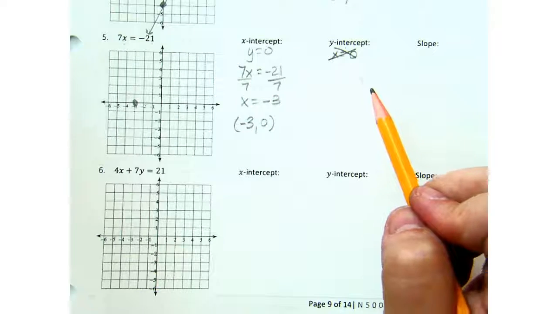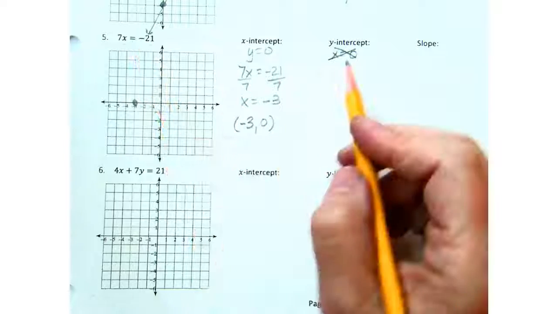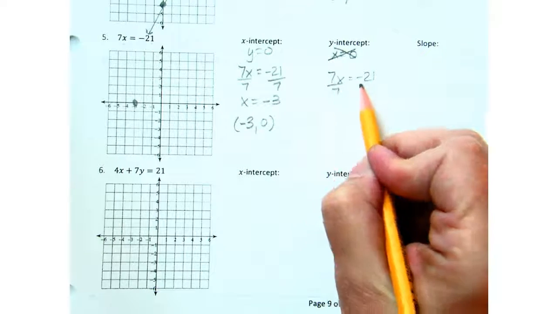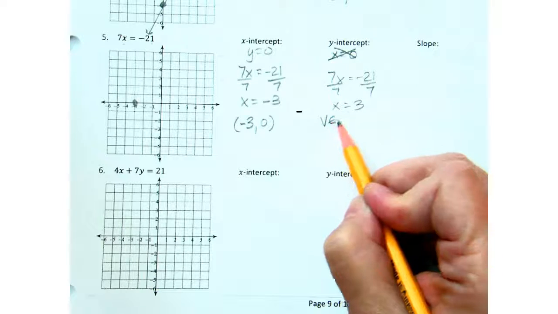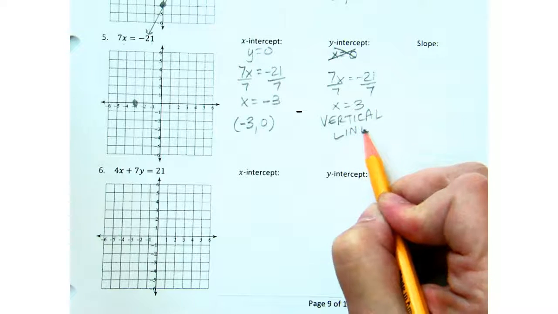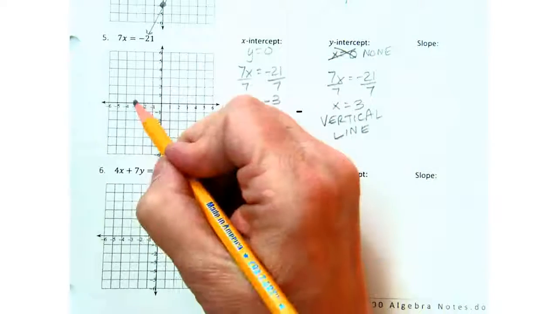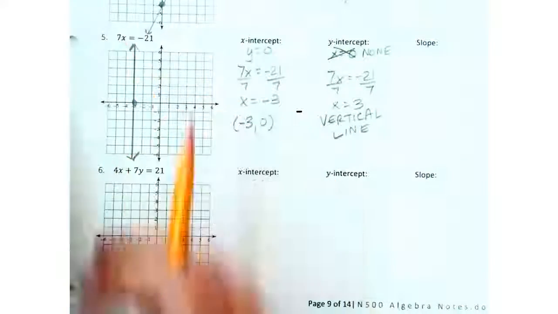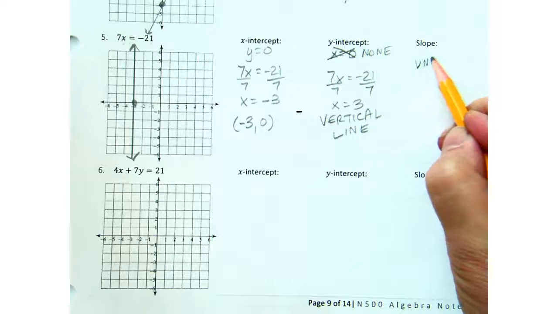Instead, we can simplify the equation to find the equation of the line. We have, in fact, already done this when we were looking for the x-intercept. 7x equals -21 gives us a line that is x equals -3. This is a vertical line through x equals -3. Anytime we have an equation that has no y in it, only an x, we will have a vertical line. The slope of this line is undefined because the slopes of all vertical lines are undefined.